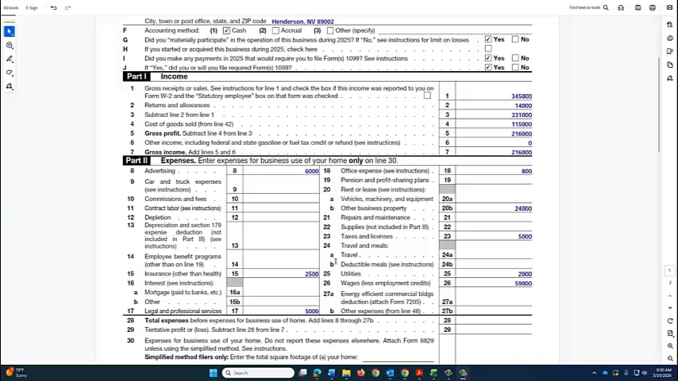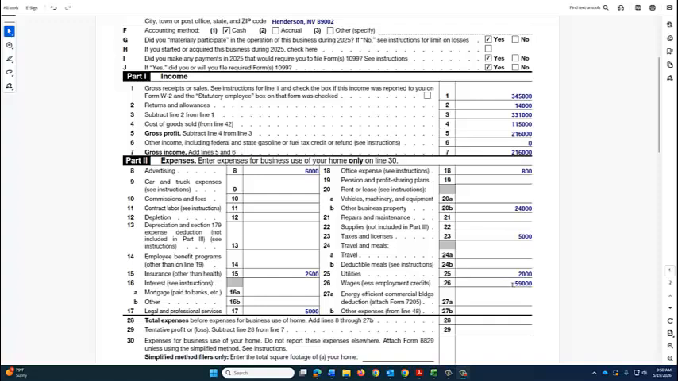She had $6,000 in advertising, $2,500 in expenses, $5,000 in legal and professional, office expense of $800, rent for her other business property that were not vehicles, machinery, and equipment. This is probably a building, for $24,000, taxes and licenses of $5,000, utilities $2,000, and wages of $59,000.